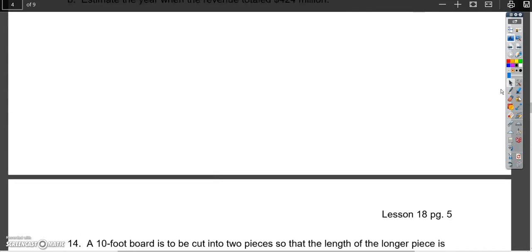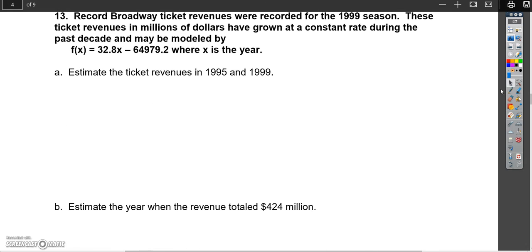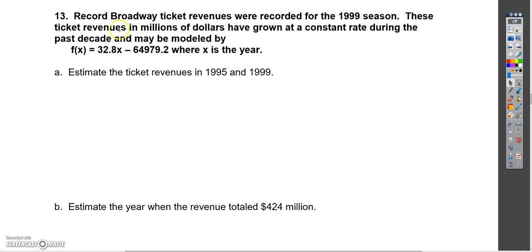I'll see how many more there were. 13. Record Broadway ticket revenues were recorded for the 1999 season. These ticket revenues in millions of dollars have grown at a constant rate, that would mean the same rate during the past decade, and may be modeled by this. So we see this linear equation. This stands for y, and x is going to be the year. Estimate the ticket revenues in 1995 and in 1999.